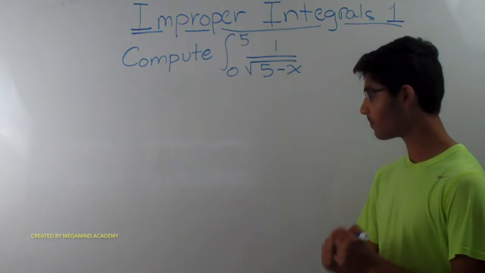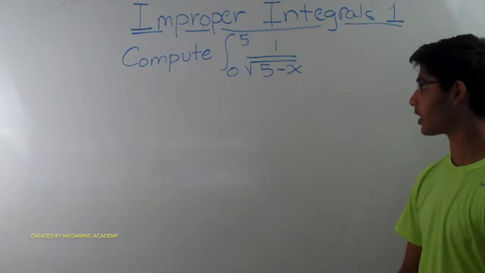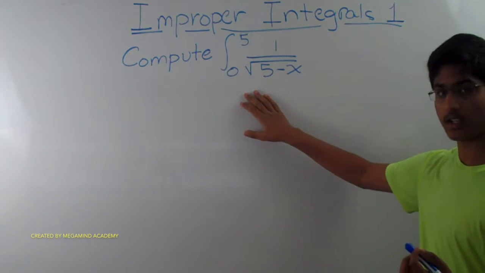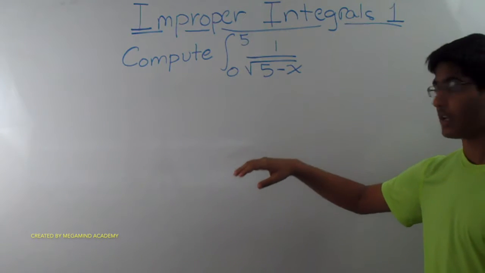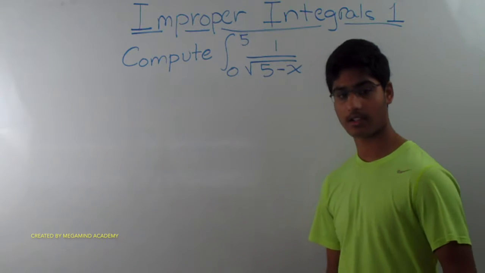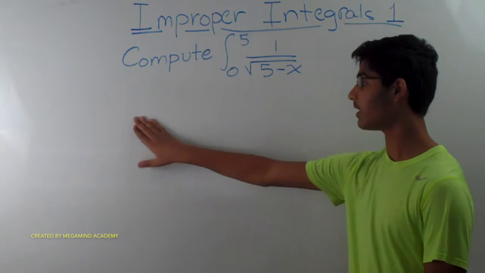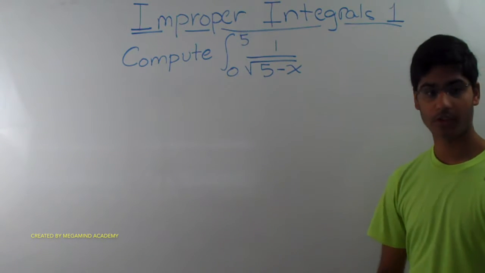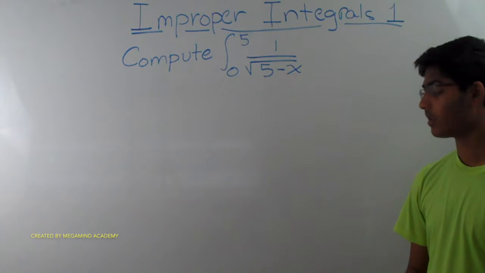Well, as you can see, if we plug in 5 into the function, then we get the square root of 0 in the denominator, which is just 0. And so that means that we would have 1 over 0, and we know that you cannot divide by 0. So how do we calculate this integral if we know that we can't divide by 0?